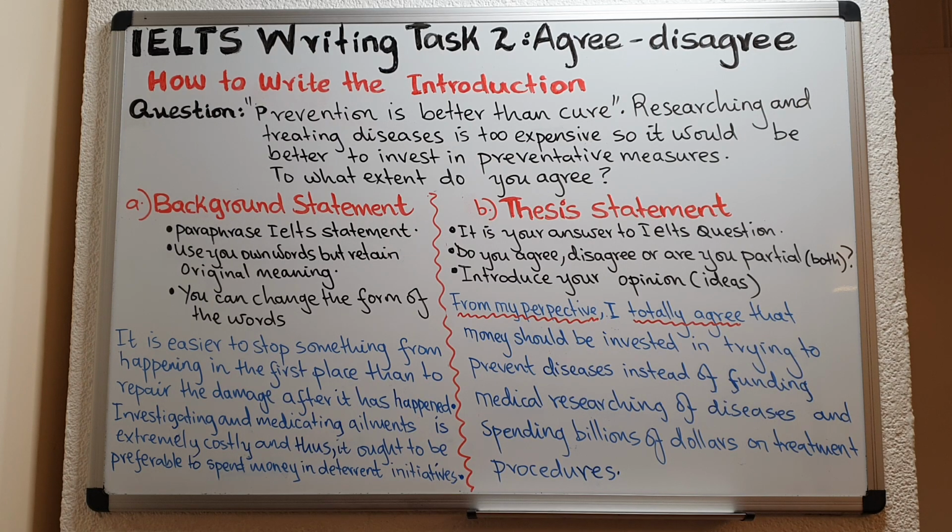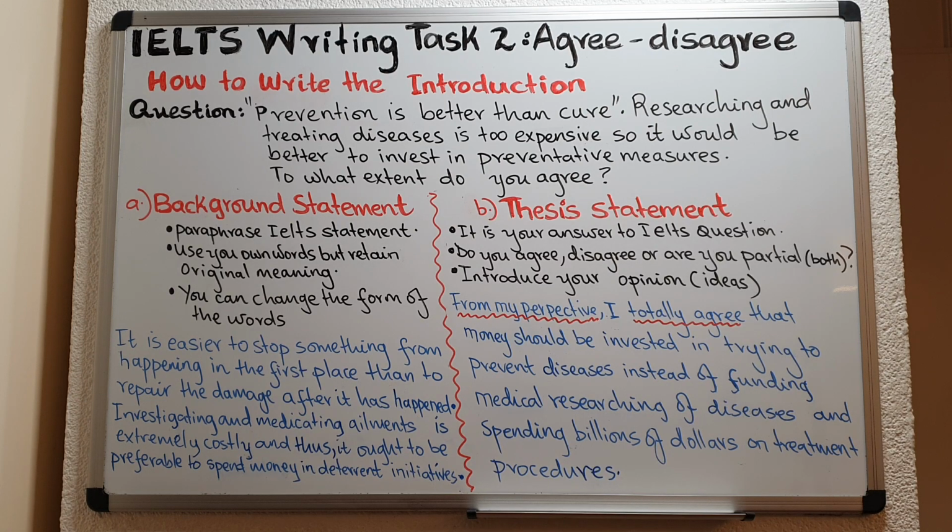The next word is diseases. We are going to replace the word diseases with ailments. Ailments and diseases mean exactly the same. So what you notice there is I'm looking for word synonyms. Investigating is the synonym of researching. Medicating is the synonym of treating. Ailments is the synonym of diseases.